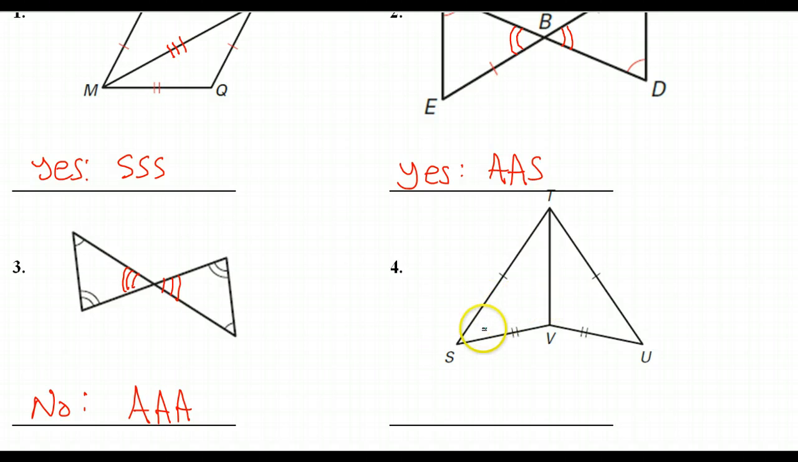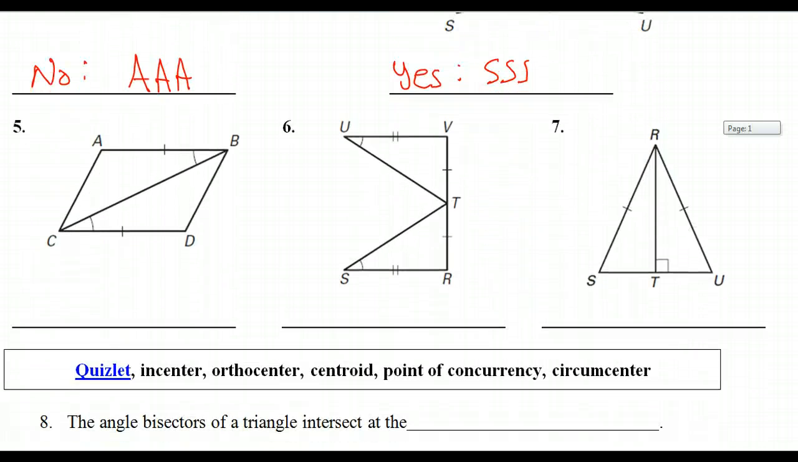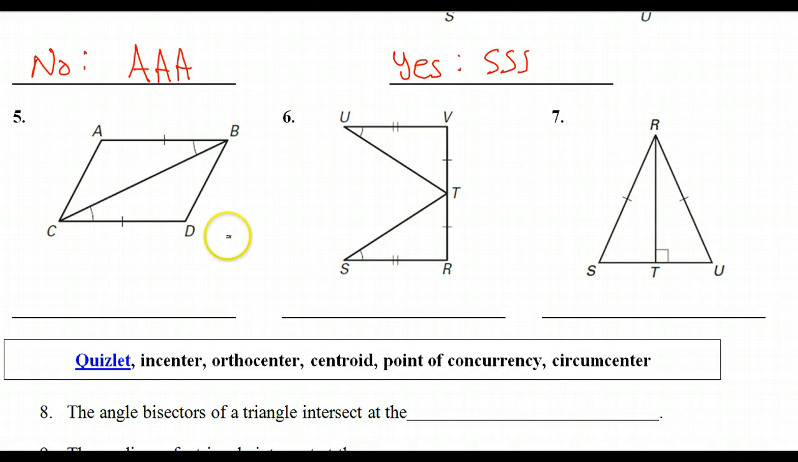All right, look at number 4. We should go ahead and mark that as congruent for both triangles. And so what do we have? A side and a side congruent to a side and a side. So once again, we can say yes, and once again, that is because of the side postulate. Okay, what else? Look at number 5.